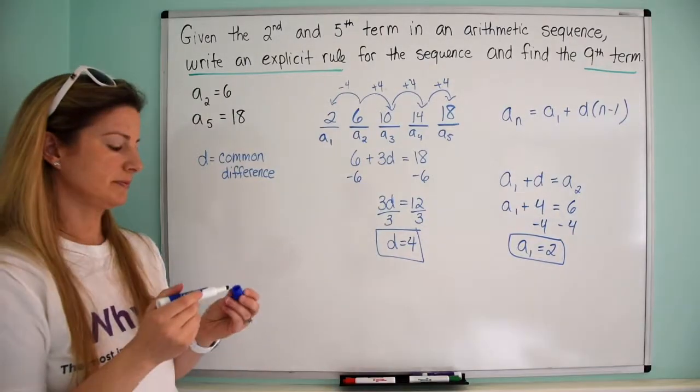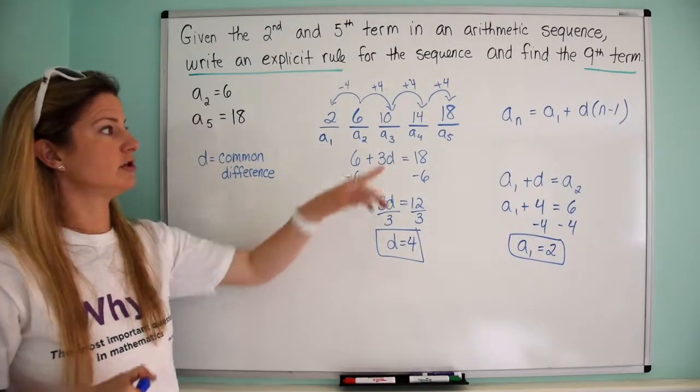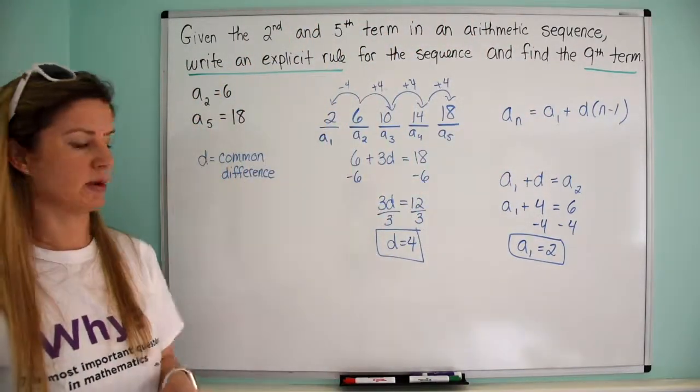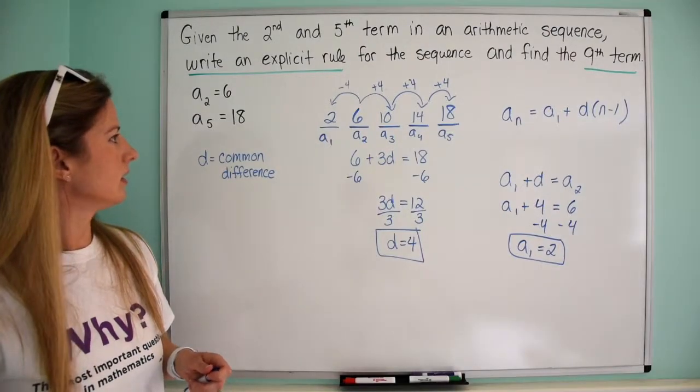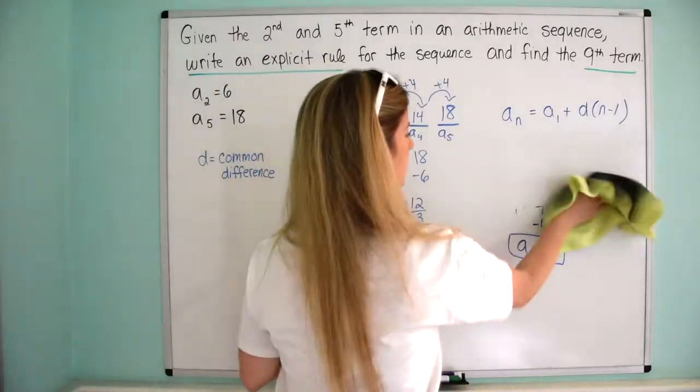Perfect. Okay, so now that we know that a sub 1 is 2, we have every single piece that we need to write the explicit rule. Okay, so let's see where I can do this. I think I'll erase this just so I have more room. Maybe I'll put it in green.